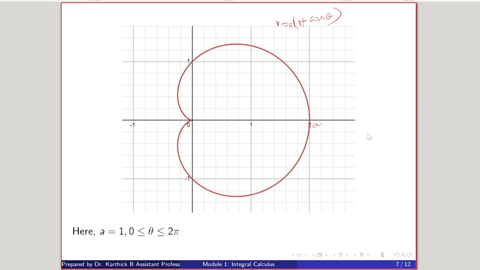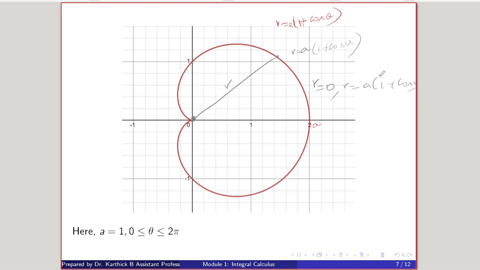Since we know that, how do we find the limit of r? r starts from the inner radius and ends at the outer curve. So the outer curve will be r equal to a into 1 plus cos theta. It starts at the center, so the lower limit will be 0, and the upper limit will be a into 1 plus cos theta.